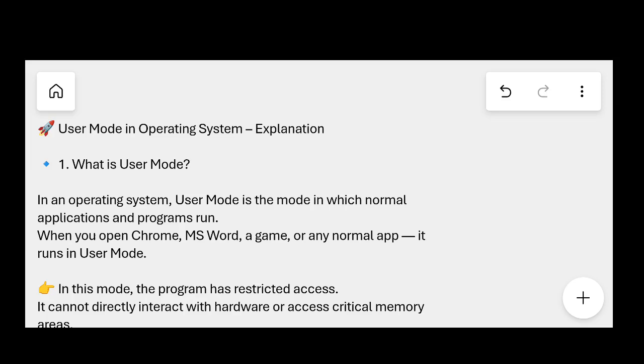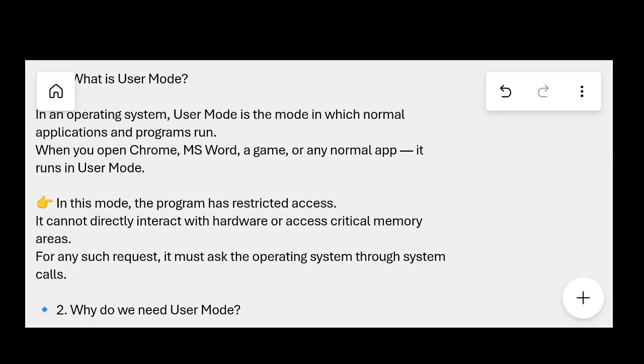So what is user mode? In an operating system, user mode is the mode in which normal applications and programs run. When you open Chrome, MS Word, a game, or any normal app, it runs in user mode. In this mode the program has restricted access. It cannot directly interact with hardware or access critical memory areas. For any such request, it must ask the operating system through system calls.